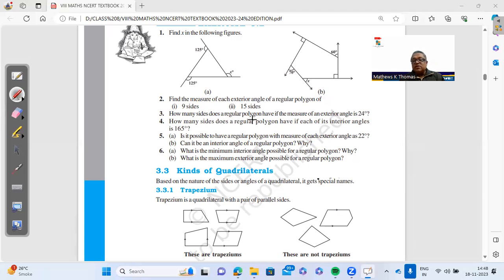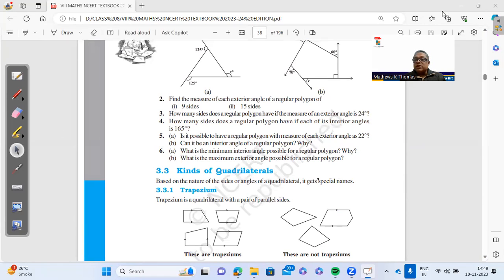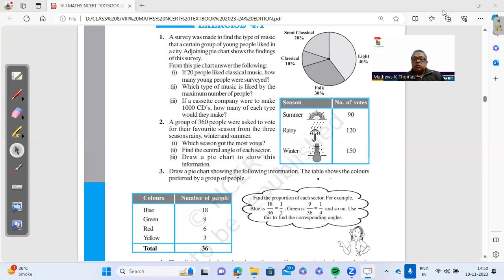How many sides does the regular polygon have? So number of sides will be 360 divided by the measure of the exterior angle. And here you see the interior angle is given, 165. When the interior angle is given, we can find the exterior angle, because as I told you, interior plus exterior is 180. So the exterior angle will be 180 minus 165, 15 degrees. So this is the formula that we have to learn in this chapter.